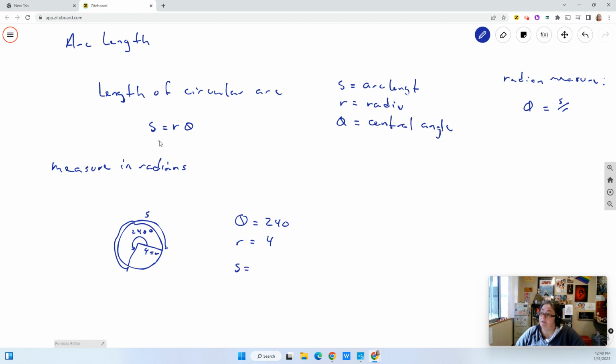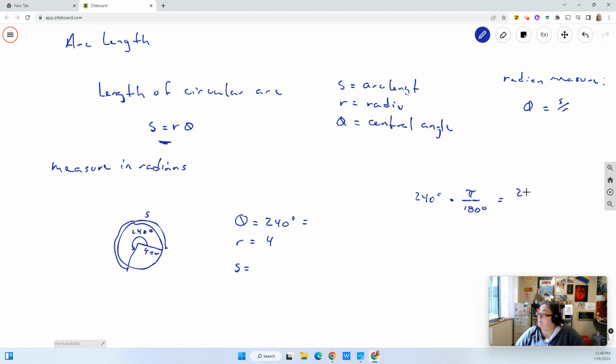But all we have to know is that S equals R times theta. And we have R and we have theta. The problem is I have my theta in degrees and I need it in radians, right? So I'm going to have to convert that 240 degrees to radians. And I do that by multiplying times pi over 180, right? 180 degrees. Do you remember that from our conversion?